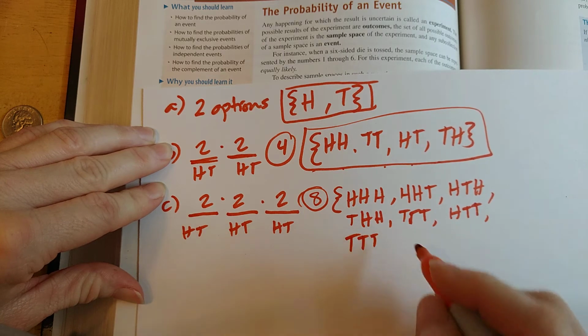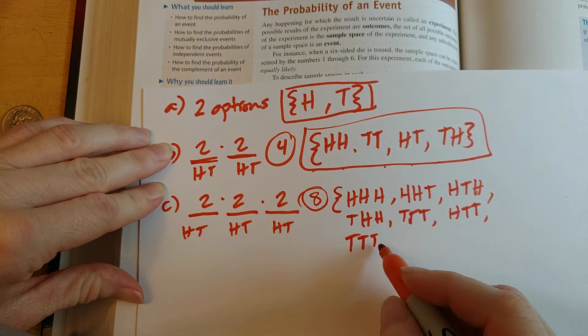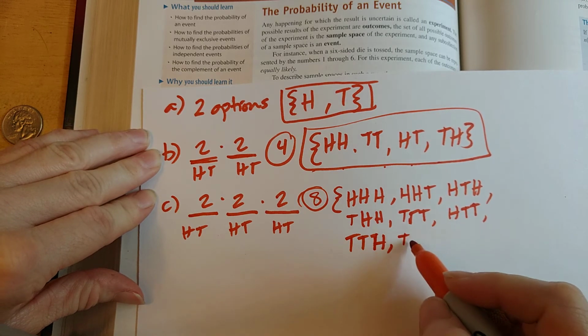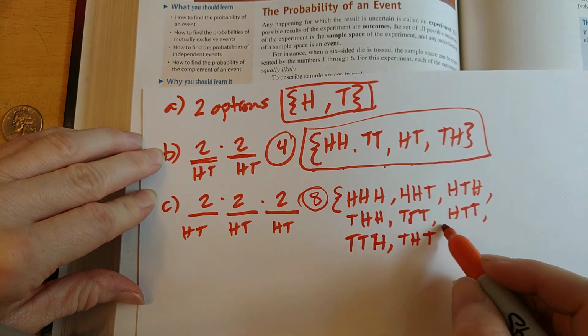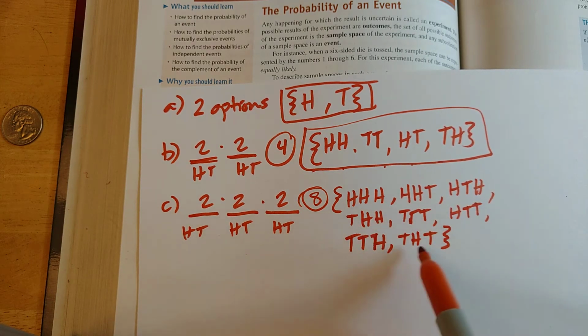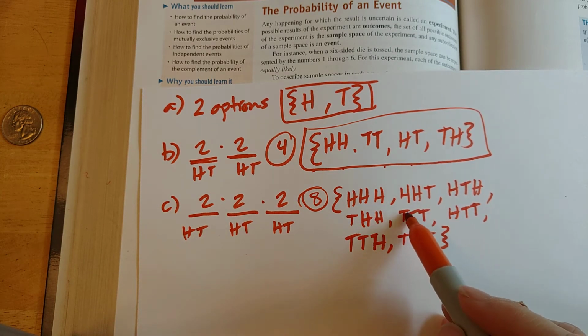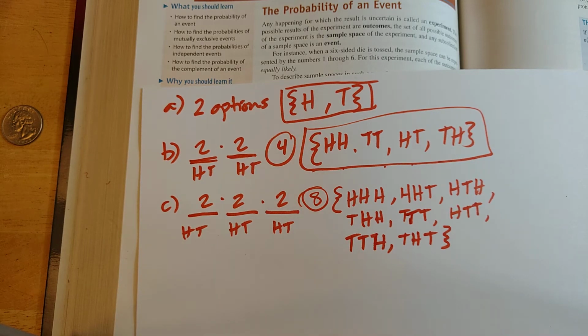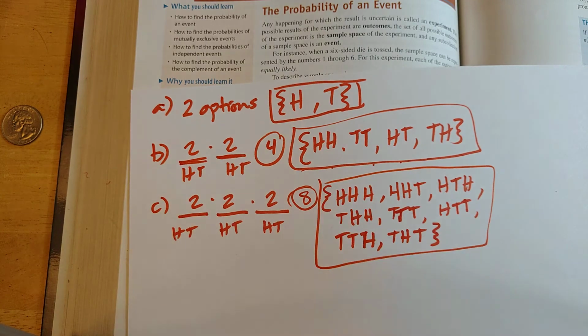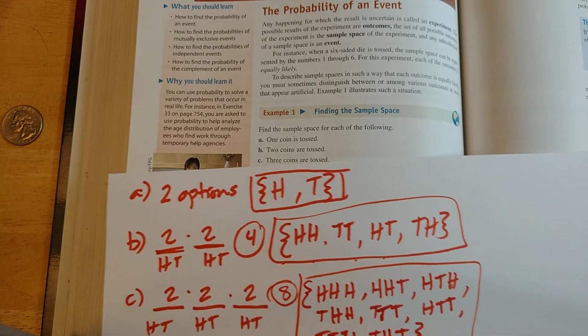Tails, tails, heads. Oops, I got that one. And then we have tails, heads, tails. Okay. We know we have all of them because we should have 8. 1, 2, 3, 4, 5, 6, 7, 8. There we go. Ta-da! All of our sample space right there. That is the answer for part C right here.